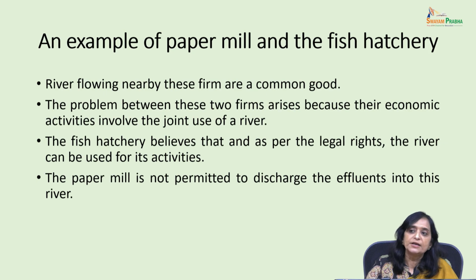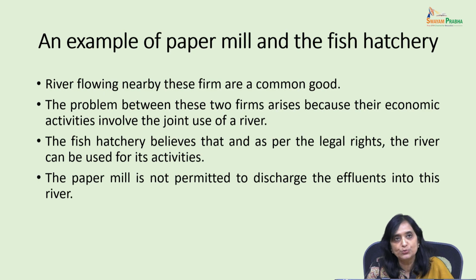Let us say a river is flowing and that river is a common good. Both the firms, the paper mill and the fish hatchery, are situated near this river. Now the problem has arisen because the economic activities involve the joint use of this river. The paper mill produces and is going to emit chemicals into this river.